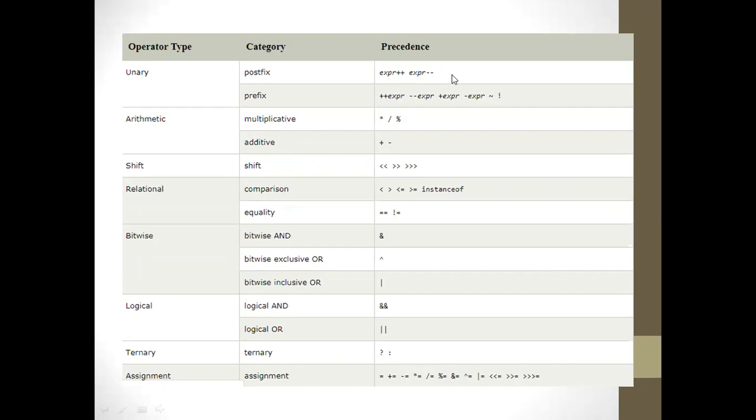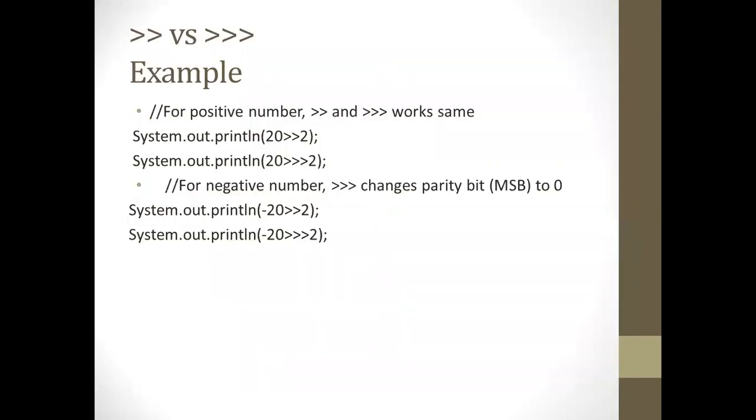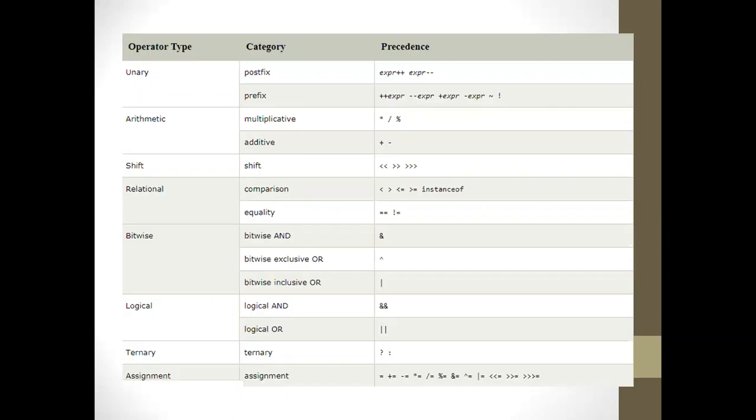Similarly, we have arithmetic operators. Multiplicative operators include multiplication, division, and the modulus sign, and additive operators cover subtraction and addition. Similarly, we have the shift operators. A new type of shift operator is added, using three greater-than signs, which is somewhat different in the Java language.